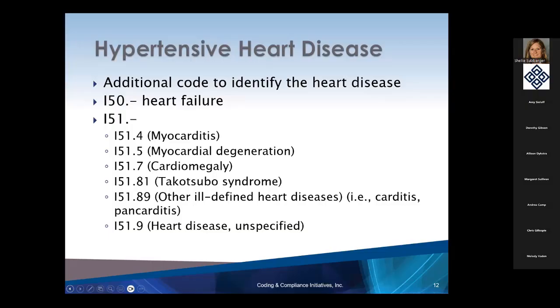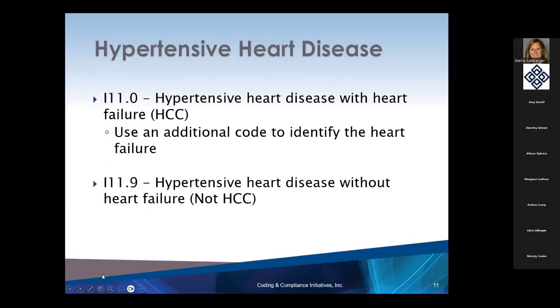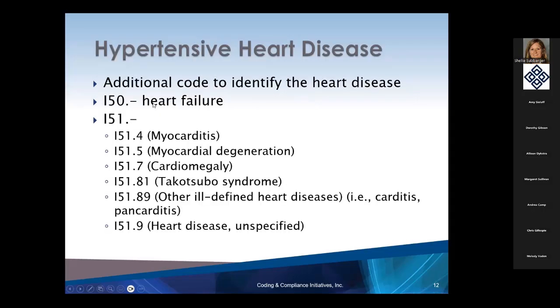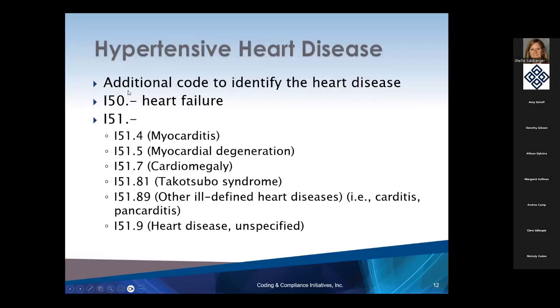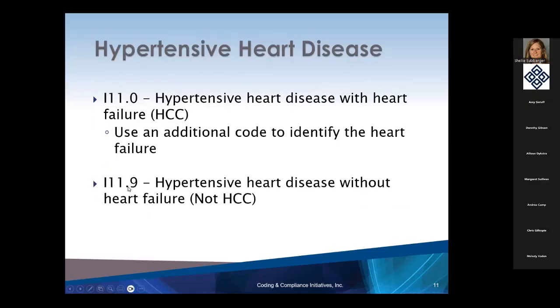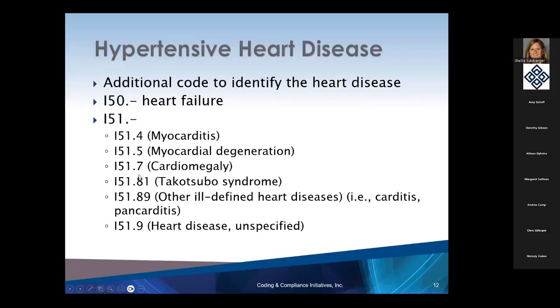So we have to use an additional code, as I said earlier, to identify the type of heart disease. So with that first code, let's go back and look here, our I-11 with heart failure, we must have a code from the I-50 section. We have to have that. If we report I-11.0, we must report a corresponding code from I-50. If we report I-11.9, we must have one of these codes here: myocarditis, myocardial degeneration, cardiomegaly, etc. You must have one of these I-51 codes.